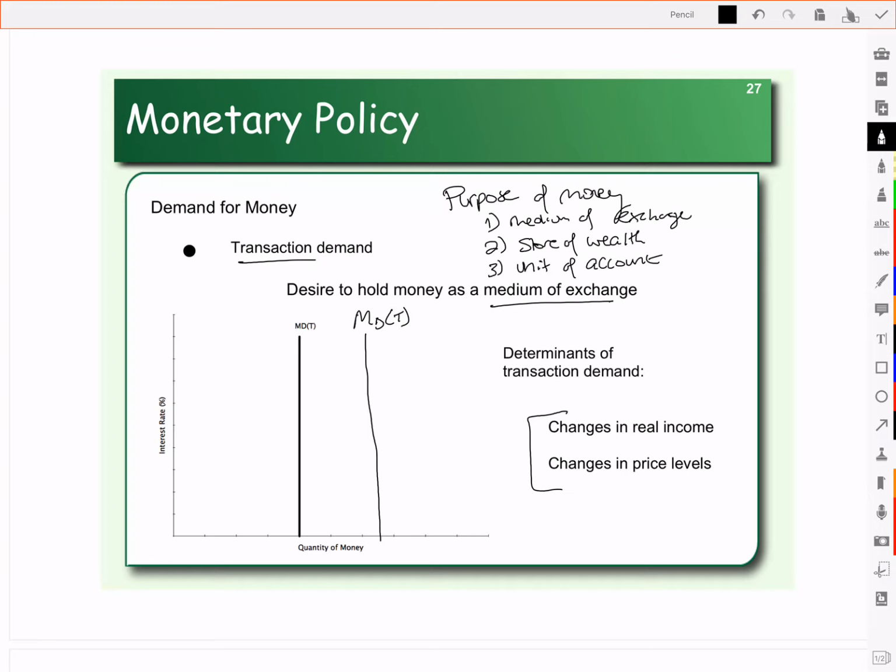So when we graph the transaction demand for money, our desire to hold money to buy things is independent of the interest rate, right? When you go to the grocery store to buy dinner, you don't care what the interest rate is. The amount of cash you're going to need on hand to buy those groceries depends on how much income you have and how much those groceries cost. It doesn't relate to interest rates. And so the transaction demand for money is a vertical line. When you have more income, or when prices go up, that transaction demand for money shifts to the right.